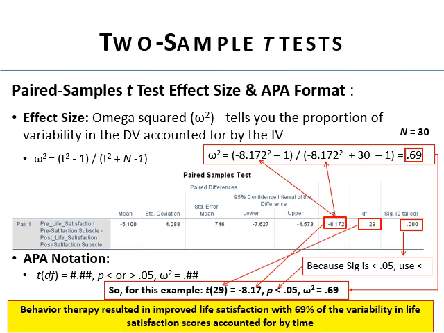So for grandma again, what do you tell her? Well, behavior therapy resulted in improved life satisfaction with 69% of the variability in life satisfaction scores accounted for by time. That is, whether they had therapy, pre or post. So that is two-sample T's.